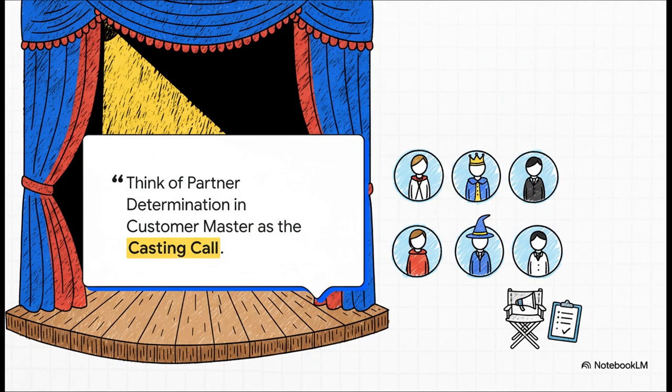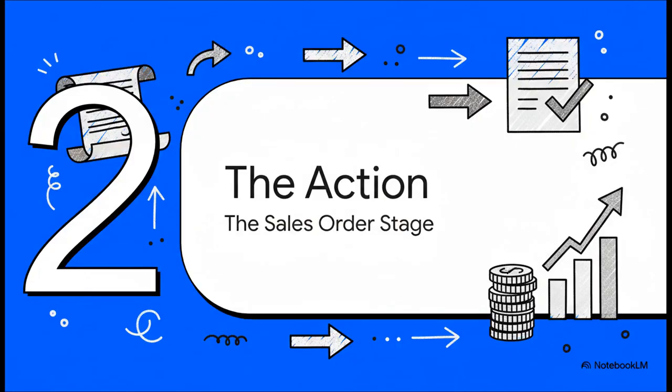And that leads to this perfect metaphor. Think of your customer master as the casting call. You're not starting the play yet, not at all. You are simply deciding which actors are allowed to play which roles. This pre-selection, this casting call, is exactly what brings order to the chaos later on. Okay, so our cast is selected. Now it's showtime. It's time for the action to begin. Let's move to the sales order and see how this blueprint comes to life, turning a static plan into a dynamic and legally binding transaction.